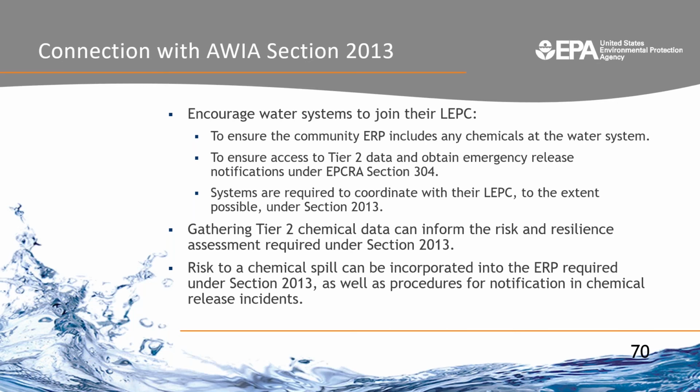Again, Section 2013, community water systems serving over 3,300 have to do something. They have to do the risk assessments and the emergency response plans. Section 2018, there's nothing that you have to do, but other facilities in your area have requirements that could benefit you. So keep that information in mind.